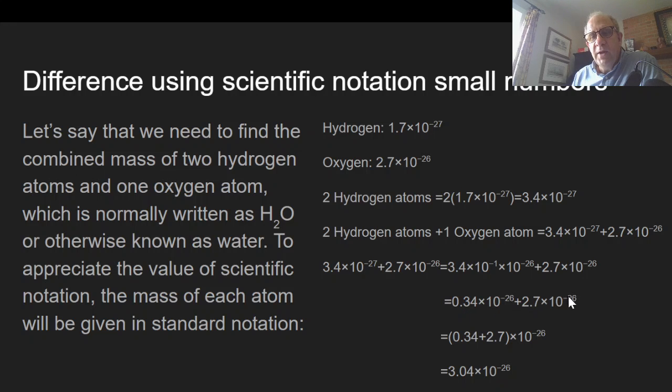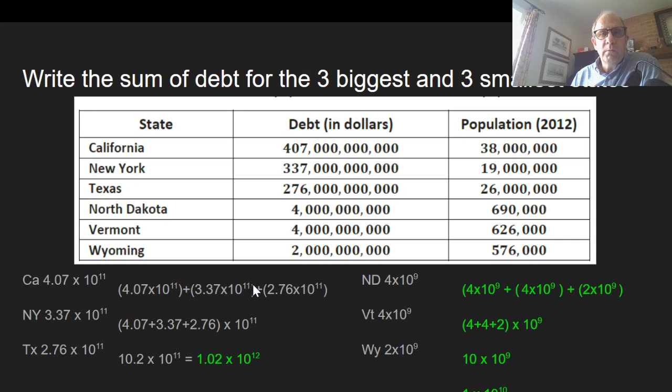So now they're the same unit basically. So I can add 0.34 plus 2.7, and I get 3.04 times 10 to the negative 26. So 1 molecule of water is 3.04 times 10 to the negative 26 grams. And so on and so forth. So if I want to add up big numbers, I can put them into scientific notation.